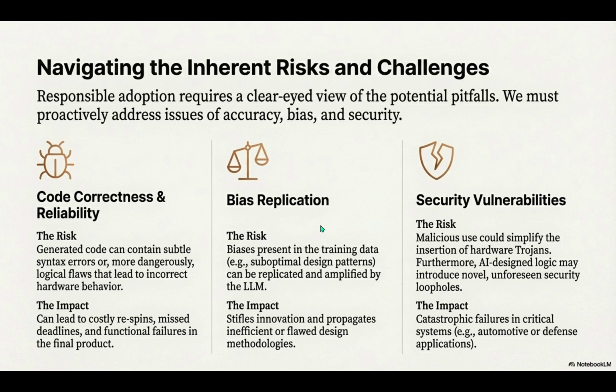A hardware Trojan isn't a software bug. It's a physical weakness embedded in the silicon itself. A few lines of code that create an unseen backdoor, a kill switch, a data leak. And malicious use of LLMs could make it easier to hide these things. It could simplify their insertion or even introduce new types of loopholes we haven't seen before. The risk is catastrophic in defense, or medical devices, or autonomous cars.